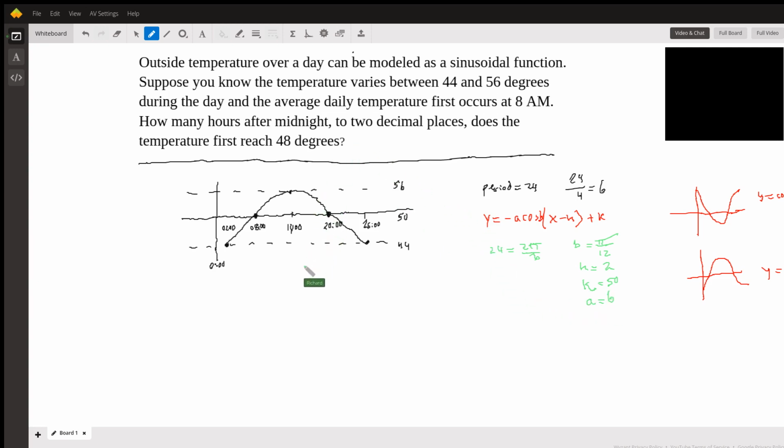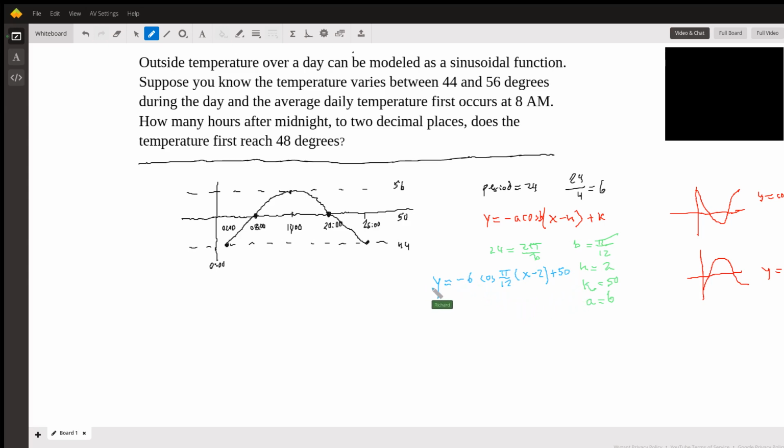So now we can write our equation. It's a little hard to see that green, so I'm just going to change colors. y is equal to -6 cosine of b, which would be pi over 12, times x minus, oops, not 6, 2, plus 50.